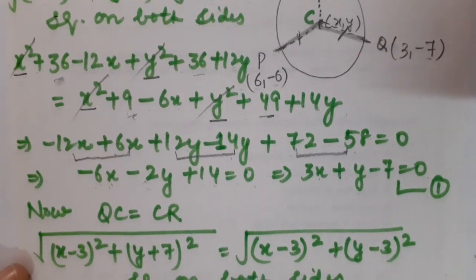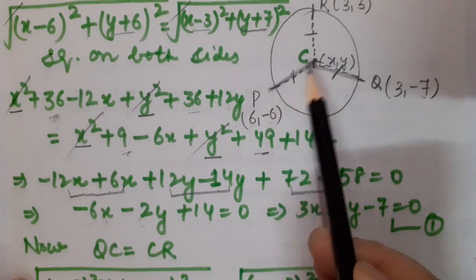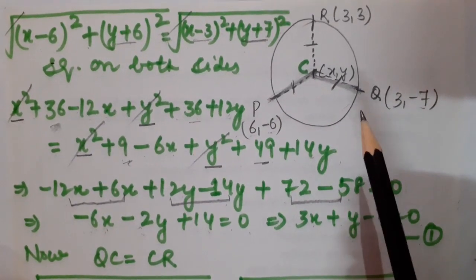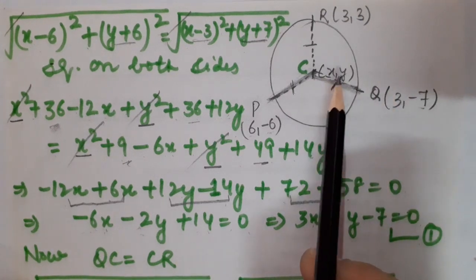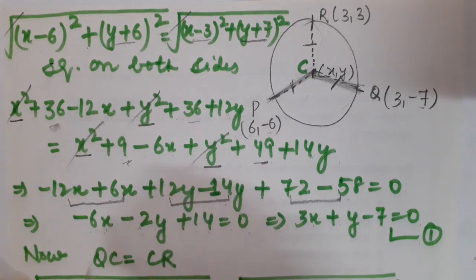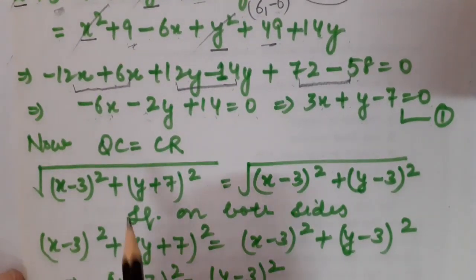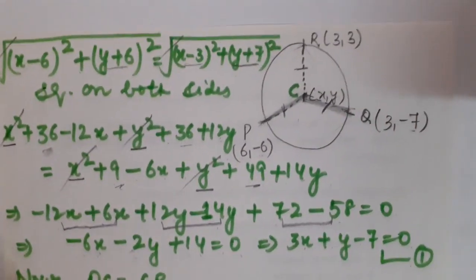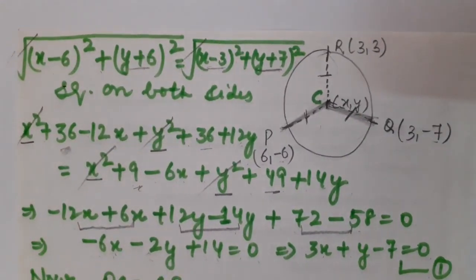Fine. Now children, as I took these 2 radii, now I will be taking another 2 radii. That depends on you which one you want to take. I am taking QC and RC. Fine. So this is QC and RC. Let us apply the distance formula on them. Please look at the diagram.